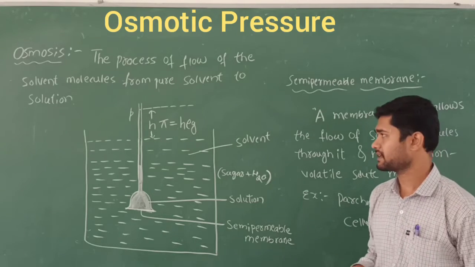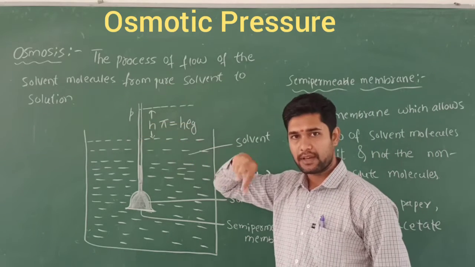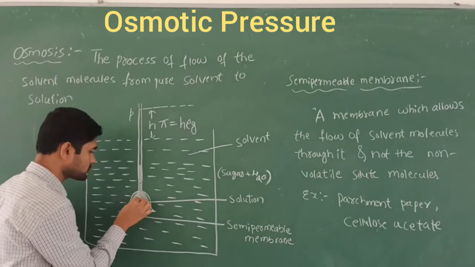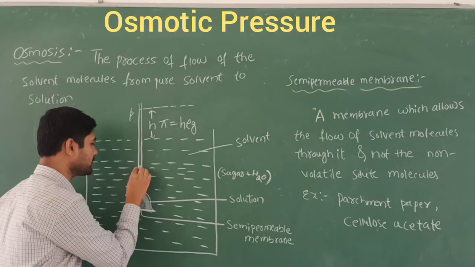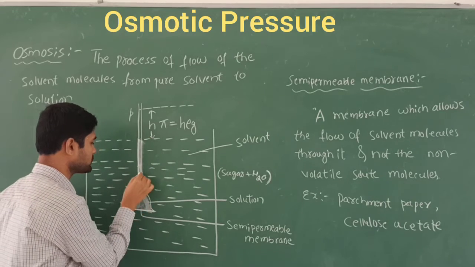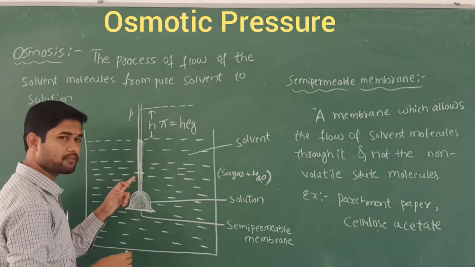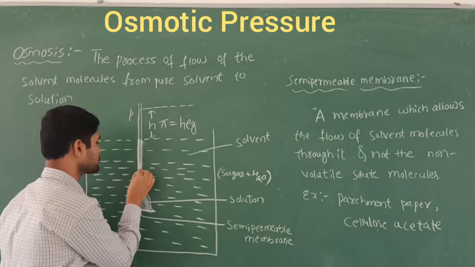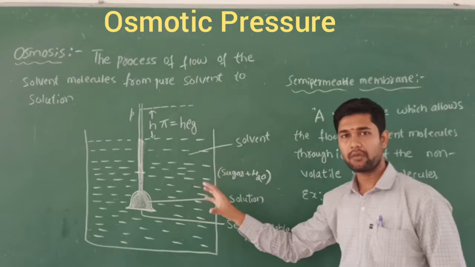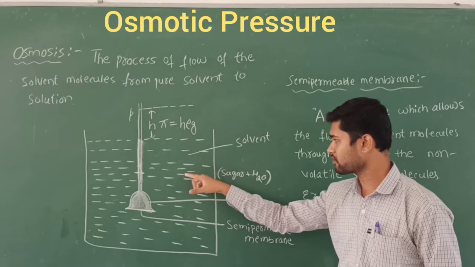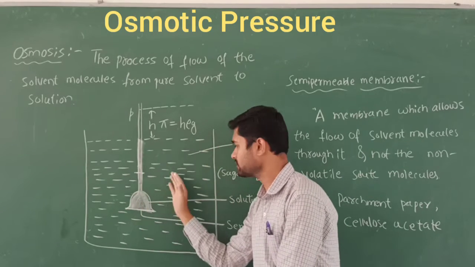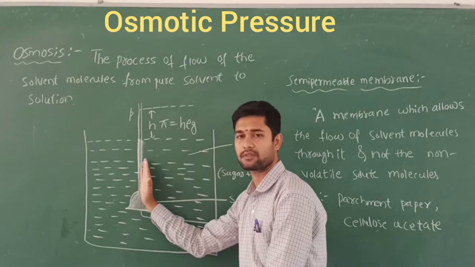What happens here? When the thistle funnel is inverted and immersed in the solvent, the solution in the thistle funnel slightly rises. Before, it was here only. After I immerse it in the solvent, it rises slightly. Why? Because of the flow of solvent molecules. These water molecules flow into the thistle funnel, that is, these solvent molecules flow into the solution.